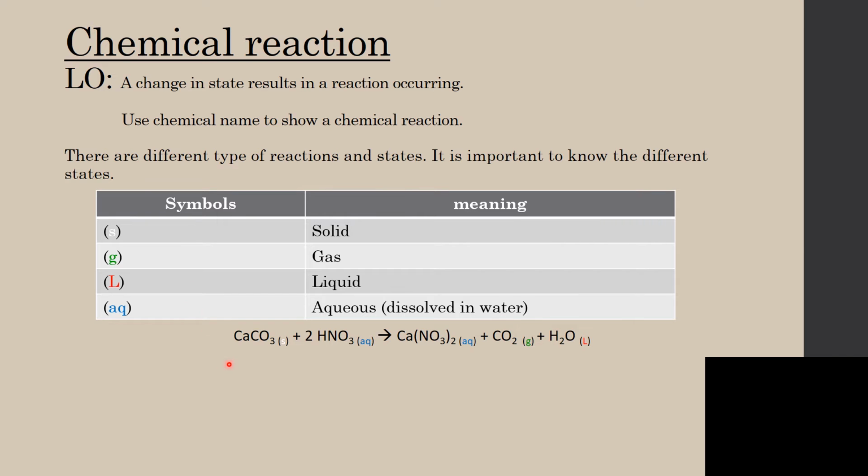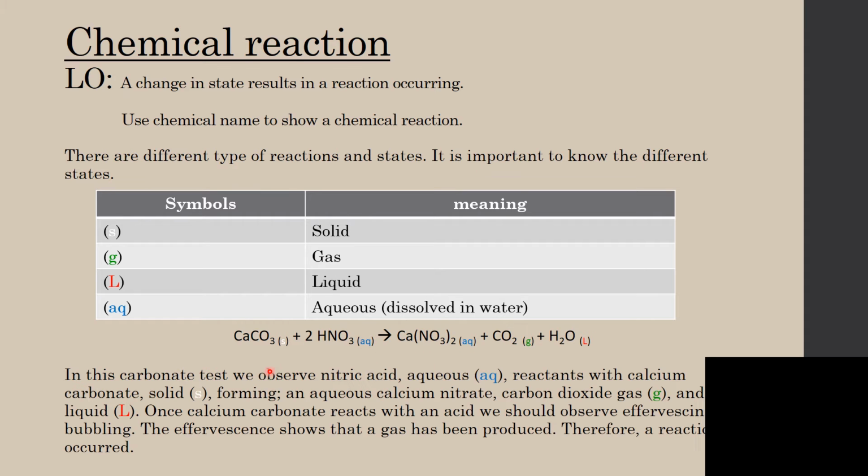Here's a reaction of a carbonate reacting with an acid to show different states. In this reaction we have a carbonate reacting with a nitric acid to give aqueous, one gaseous molecule and one liquid. Therefore, this means a change in state has occurred, therefore a reaction has occurred. You should know these symbols and you should learn the elements, which will give you a better understanding of how to name these.